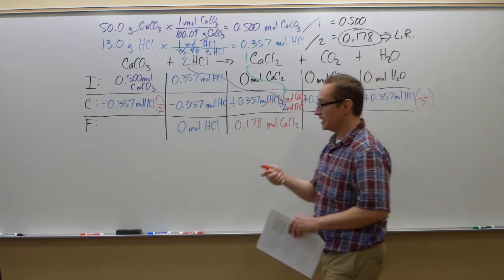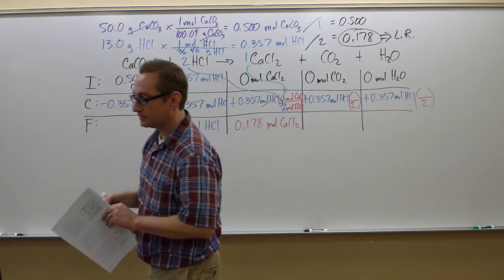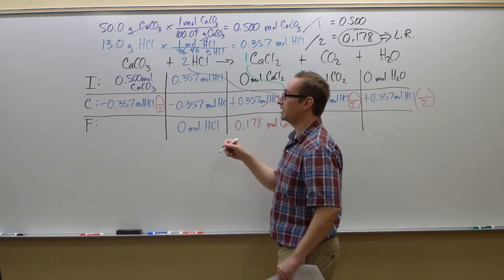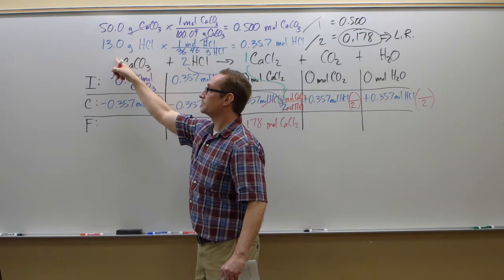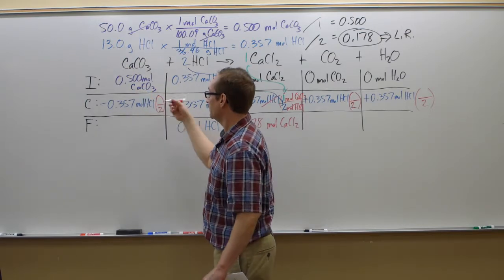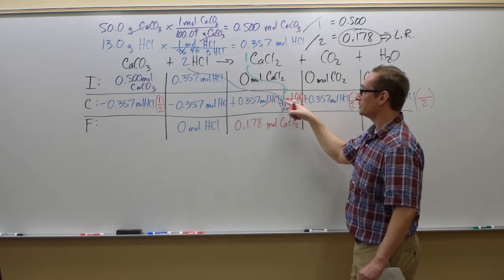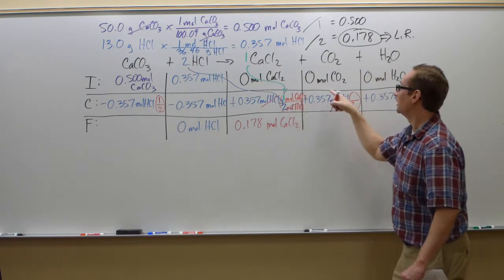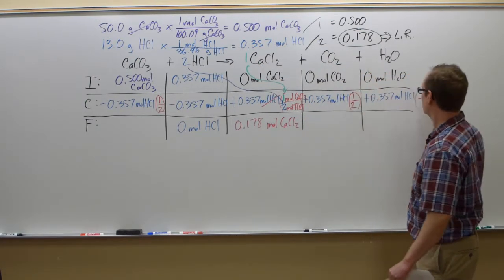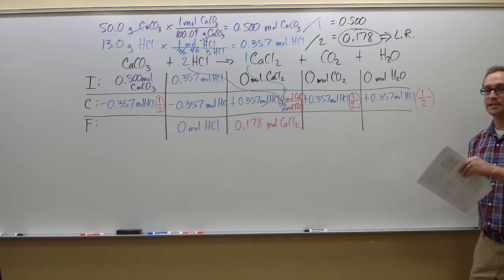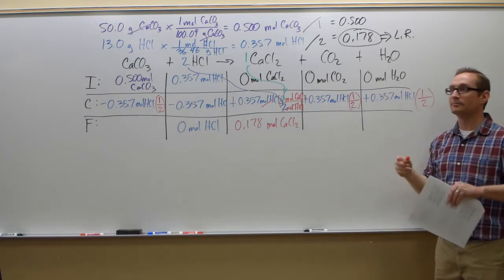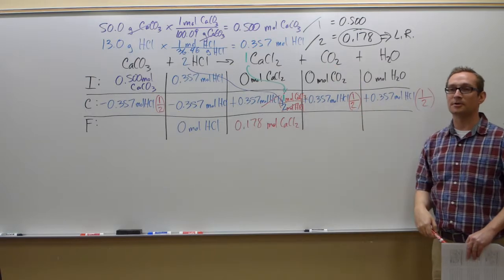What goes in the numerator then is the coefficient for that column. So this is 1 for calcium carbonate, so we put a 1 here. This is a 1 for calcium chloride, so that's, again, a 1. In fact, all of these are 1. But that's not always the case. A lot of the time, different products have different coefficients.